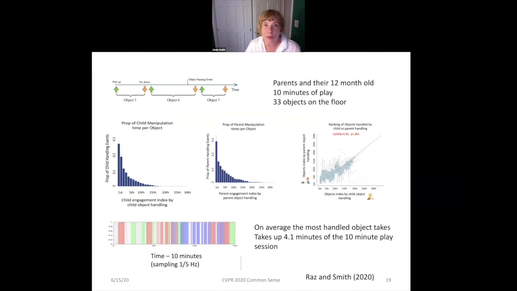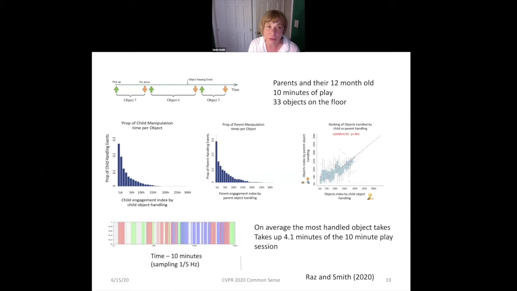I'll talk about this. So these are data from a study in which we took parents and brought them into a room and dropped 33 toys on the floor. And we gave parents and their children, their 12-month-old toddlers, 10 minutes to play with these objects. Now, in principle, they could have played with every object in the room for a few minutes, just flitted about from one interesting thing to another, but they don't do that, okay?